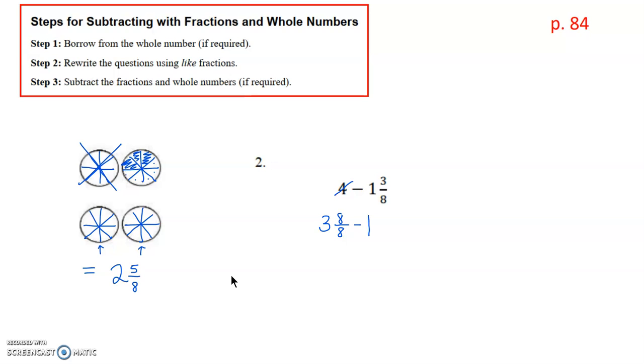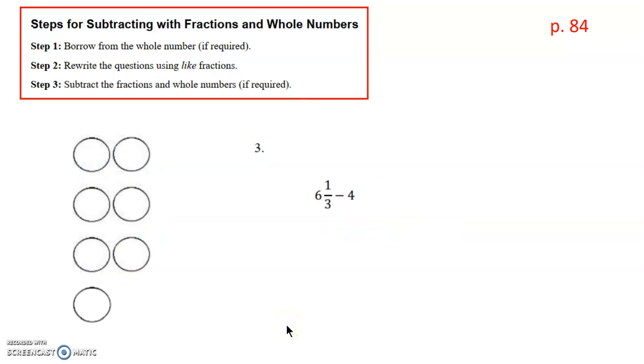Now we can subtract our second mixed number. We can subtract our fractions first or our whole numbers first. Whichever way you go about it, you're going to end up with 2 5/8 when you borrow from that whole number. For example number 3, we have 6 1/3 minus 4.